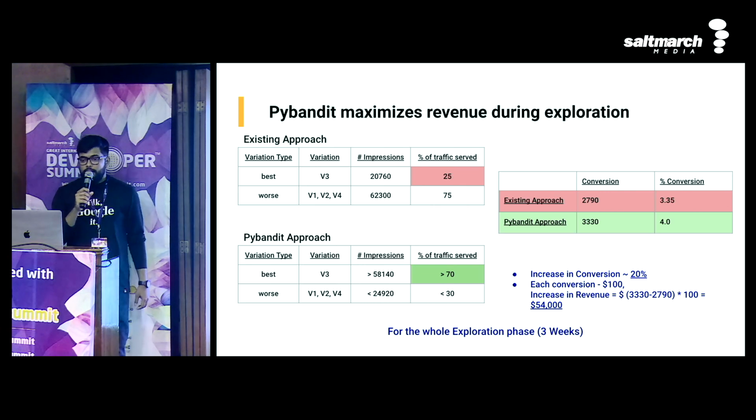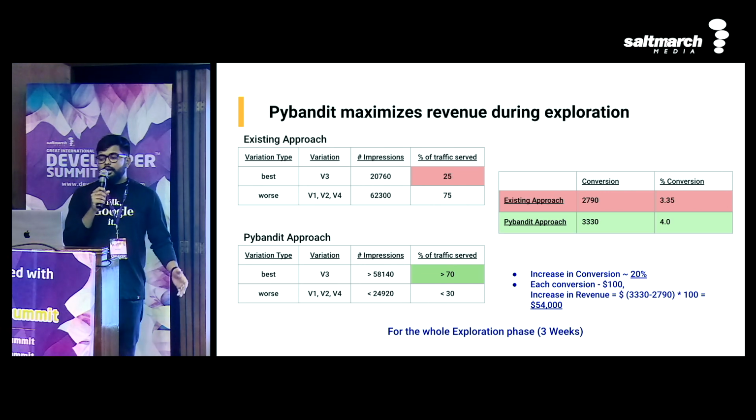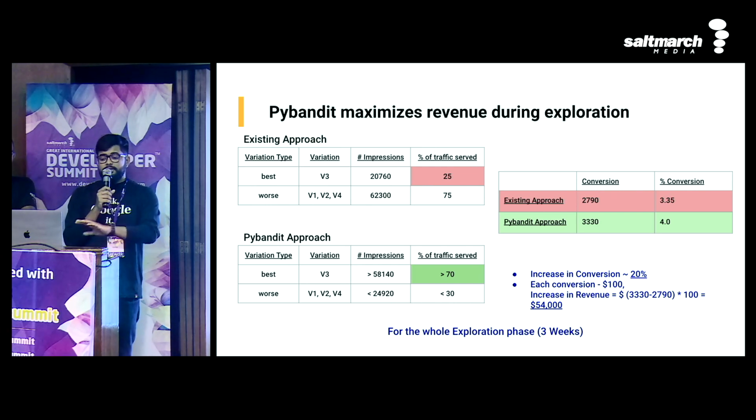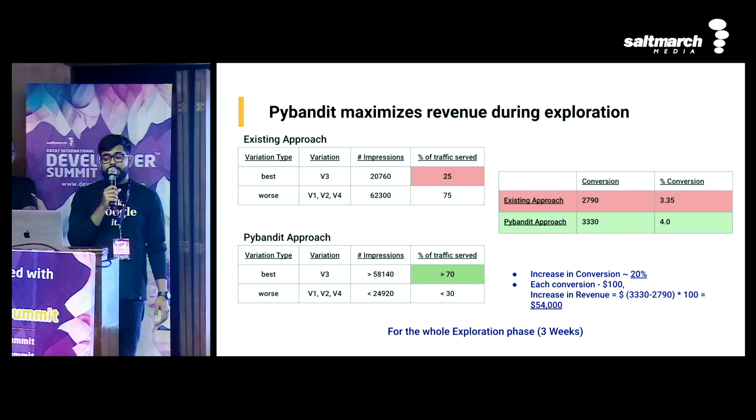Well, for Pybandit, as the variations get higher impressions, we will get to see the higher conversion rate. Here, almost 70% of the traffic is directed toward the better variation. Even during the exploration phase, when Pybandit doesn't yet know the best variation, it is directing 70% of the consumers towards the better variation.